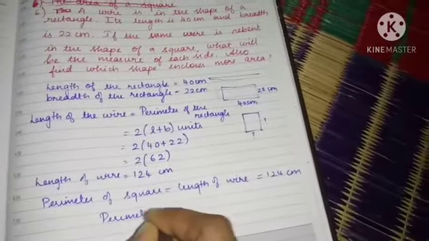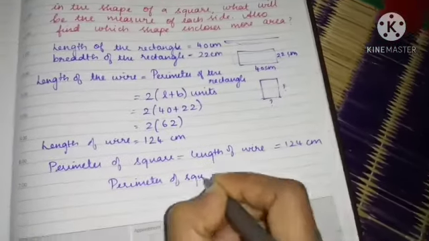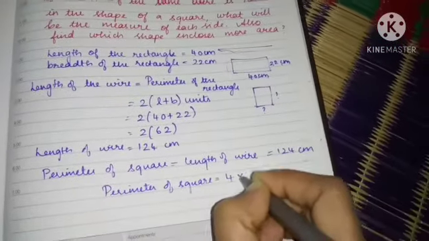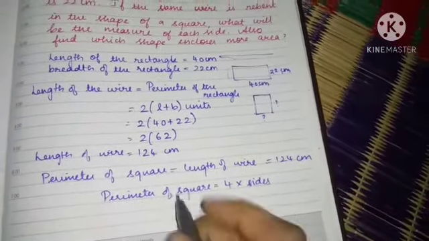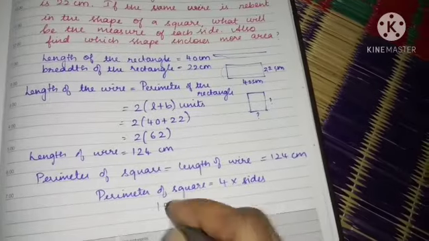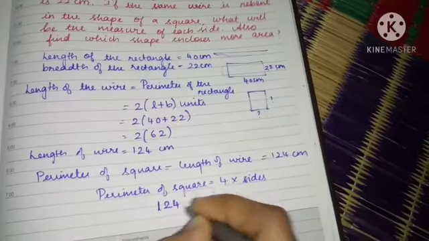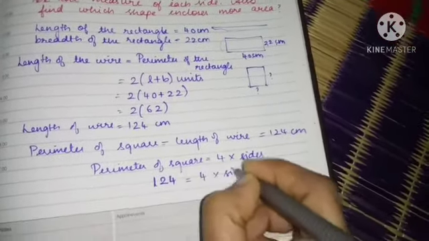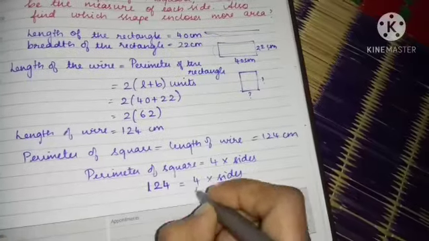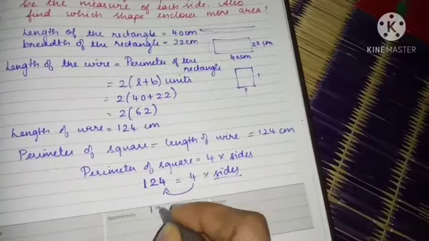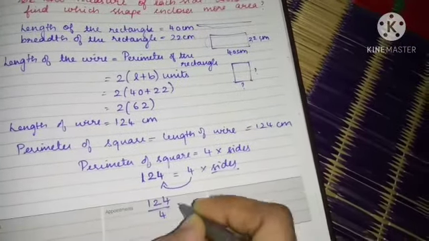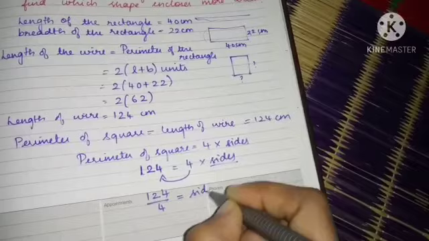Perimeter of a square is equal to 4 into side. Correct? Perimeter is how much? 124. So 124 is equal to 4 into side. I want the side because the question asks us about the side. 124 divided by 4 is equal to side.